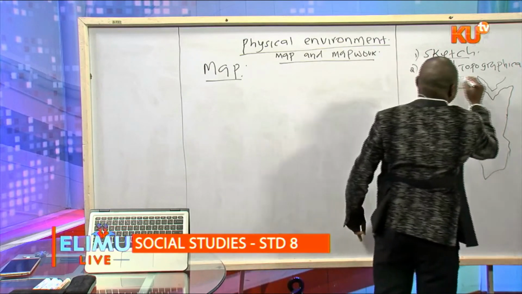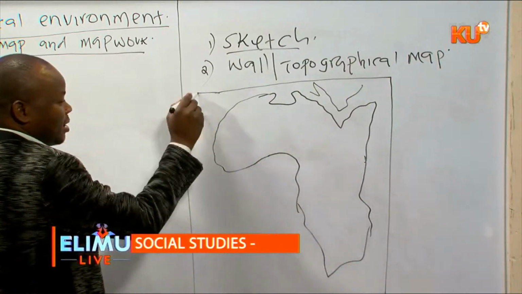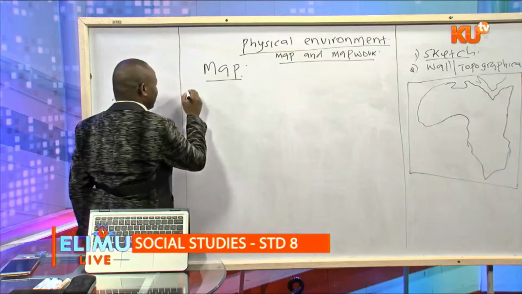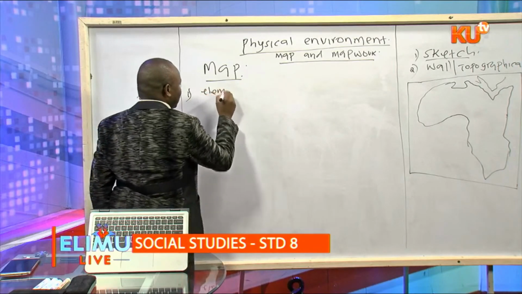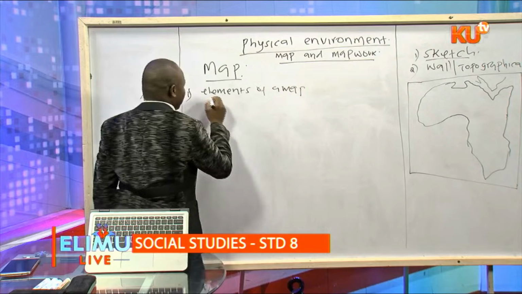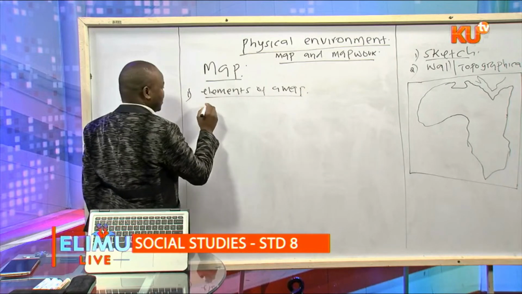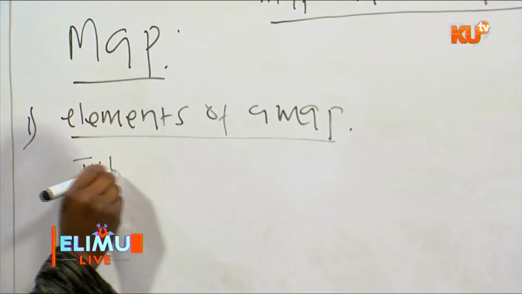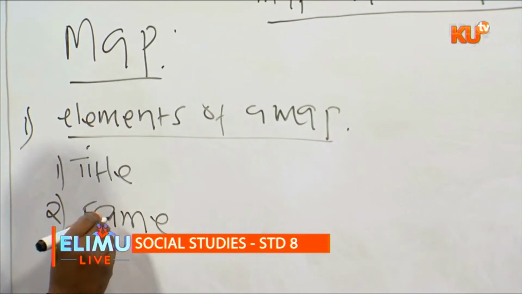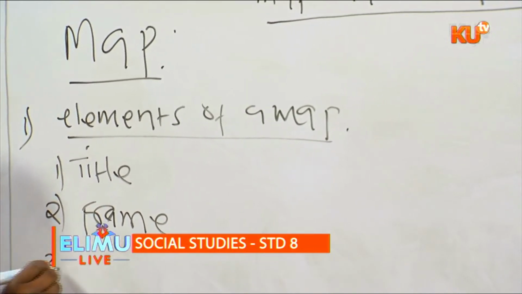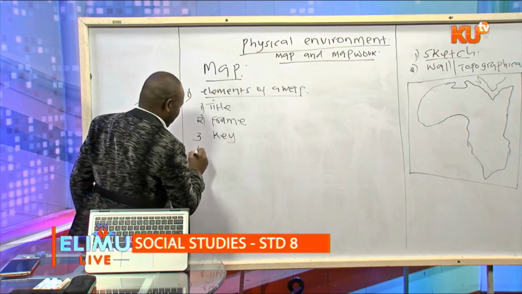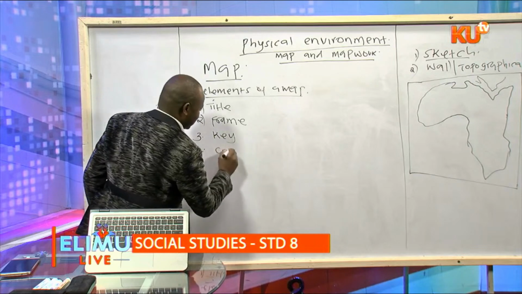Let me now take this map into a frame. That is the first element. Elements of a map. Number 1, we have the title first. Number 2, we have the frame. Number 3, we have the key. Number 4, we have the compass.